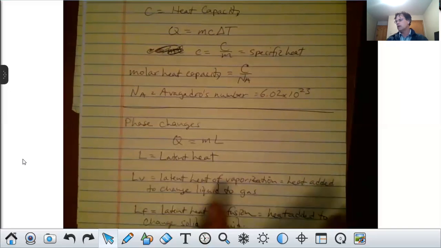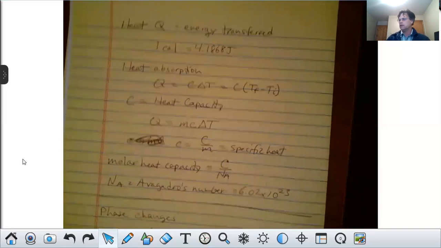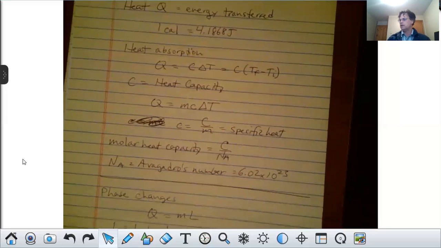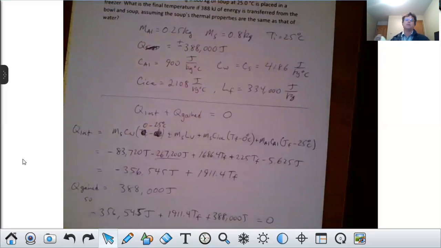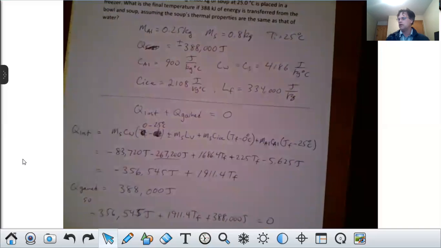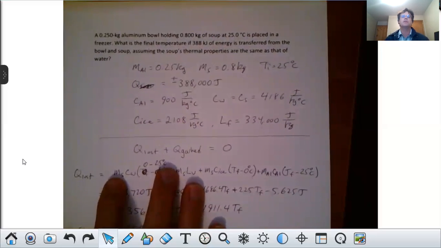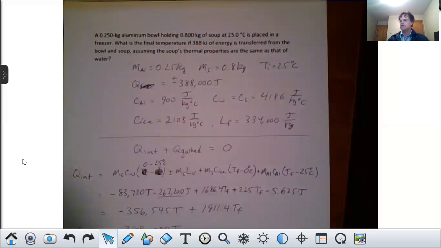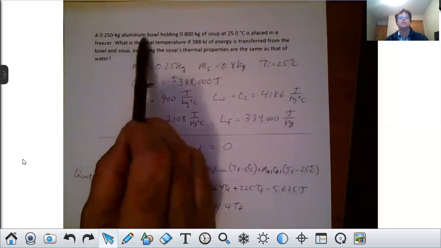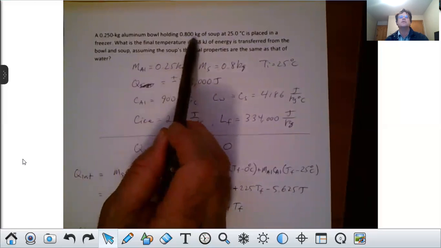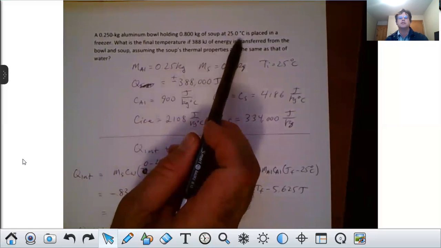The numbers will be different depending on the mass and what material it is and whether or not it's vaporizing or it's fusing. Okay, so I think the best way to really illustrate this stuff is to do an example here. So I'm going to try to do one that has a phase change in it. So let's just read the problem to begin with. You have a 0.25 kilogram aluminum bowl holding 0.8 kilograms of soup at 25 degrees Celsius.